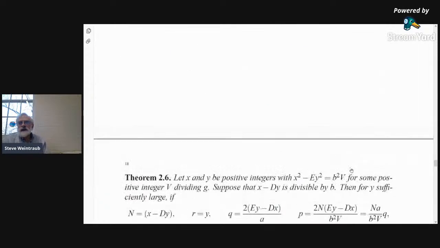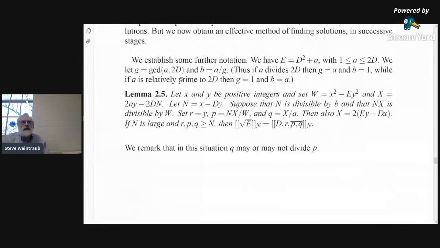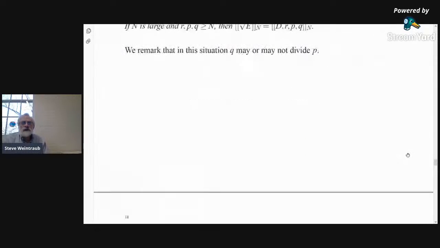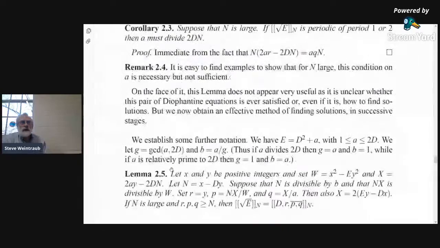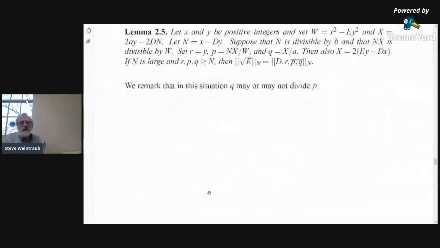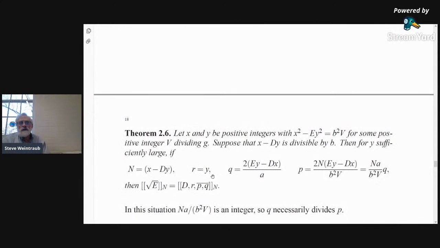So suppose that x squared minus e y squared is b squared times capital V, and once again there's got to be a condition on V: it's got to divide the GCD g. Okay, so we have this condition. Again, we're going to need the condition that x minus dy is divisible by b. Then for y sufficiently large, if we make these substitutions, n is still x minus dy. That's what it was in the preceding lemma. But now r is y.